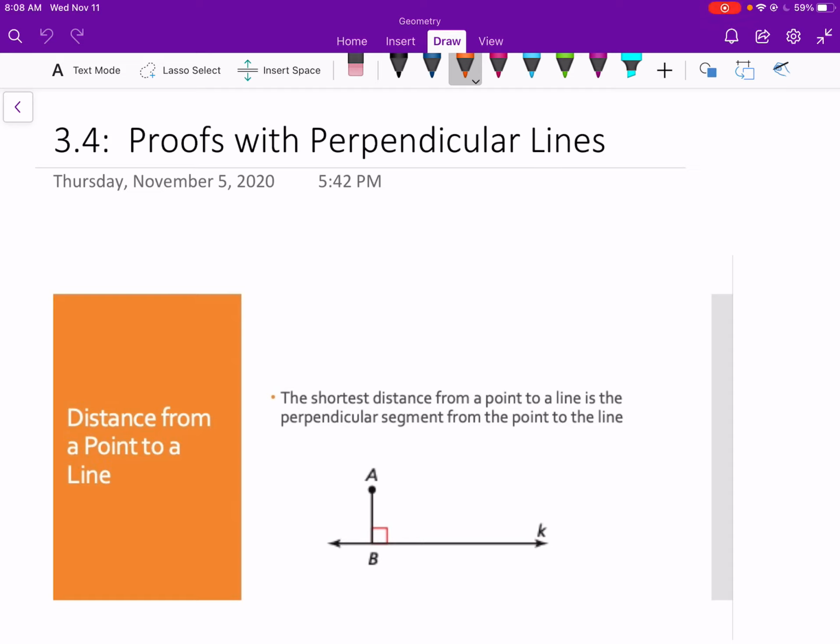This is section 3.4, proofs with perpendicular lines. So the first thing we're going to talk about is distance from a point to a line. The shortest distance from a point to a line is the perpendicular segment from the point to the line. So think, if we want to go the shortest route somewhere, we go directly there. We don't kind of go diagonally. We want to go directly perpendicular to that line.